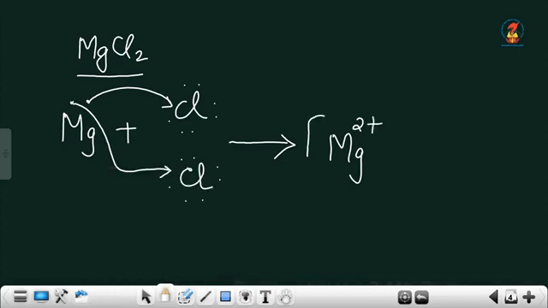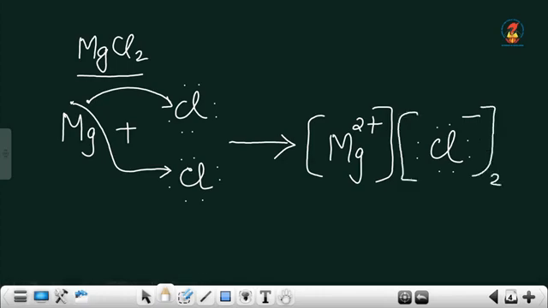Mg2+ again, so like this, and Cl-. So here we can show the 8 electrons for one single chloride ion, and like this, MgCl2, magnesium chloride will be produced there. This is the electron dot structure for the formation of magnesium chloride.